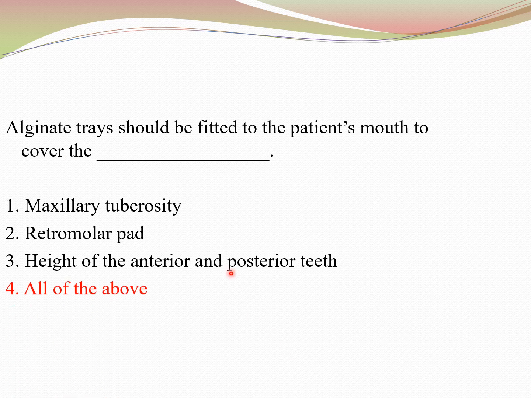We want the maxillary tuberosity on the maxillary, the retromolar area on the mandibular, and the height of the anterior and posterior teeth on the complete impression. Remember when we've had to retake some of the impressions because you did not have the complete line of all of the teeth, and if you were trying to fit your whitening tray, we would not have the complete height of that at the gingival line for those teeth to get a really nice fit for your tray.